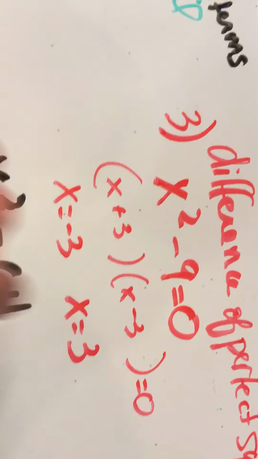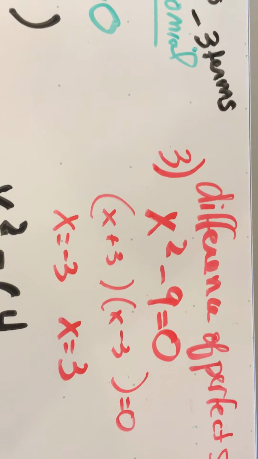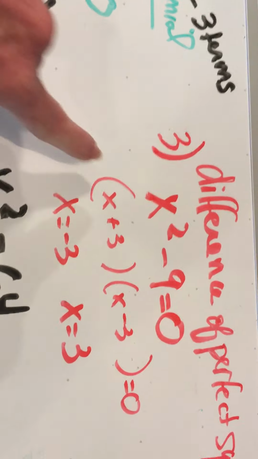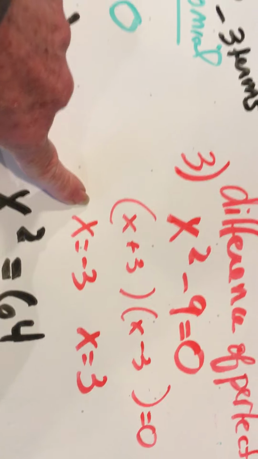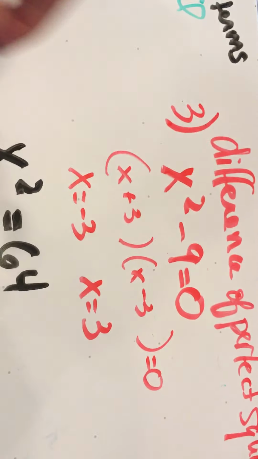In difference of perfect squares, your parentheses are going to look the same except for your signs. Now to solve it, x plus 3 equals 0, so x would be negative 3. x minus 3 equals 0, so x would be 3.